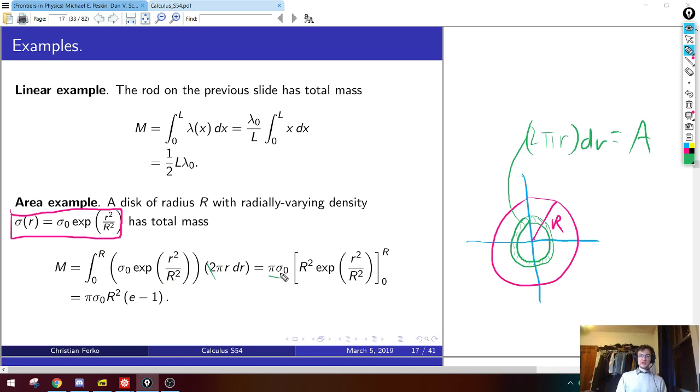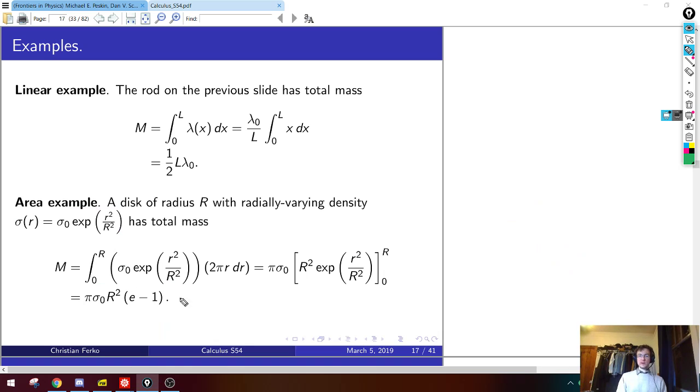You have a pi sigma 0 outside. And then inside you have this R squared, e to the lowercase r squared over capital R squared, evaluated at R and 0. At the top, when you plug in capital R, this is e to the 1, which is e. At the bottom, when you plug in 0, this is e to the 0, which is 1. And I can pull out the R squared. So the total mass is a bunch of constants, pi sigma 0 R squared, times this number, e minus 1, which is like 1.718 or something.